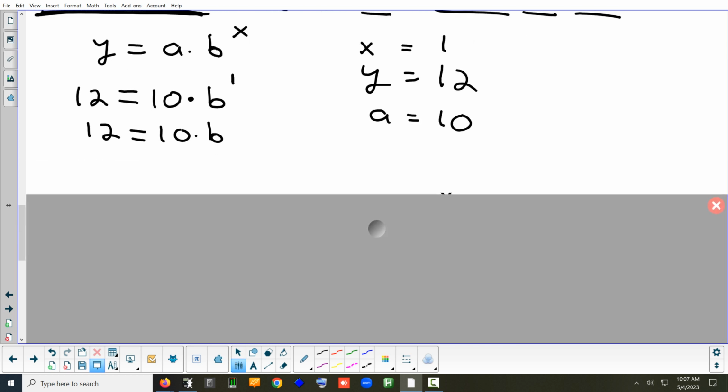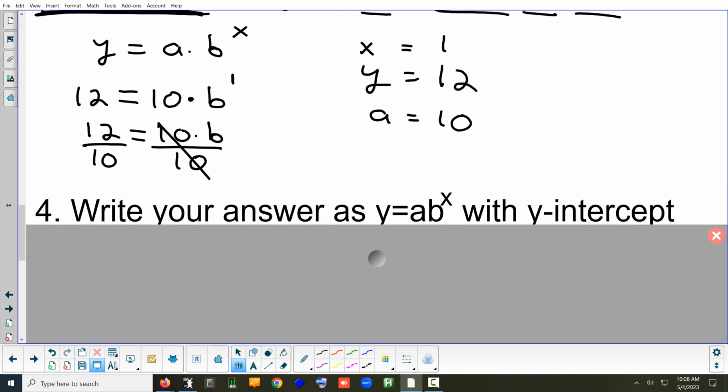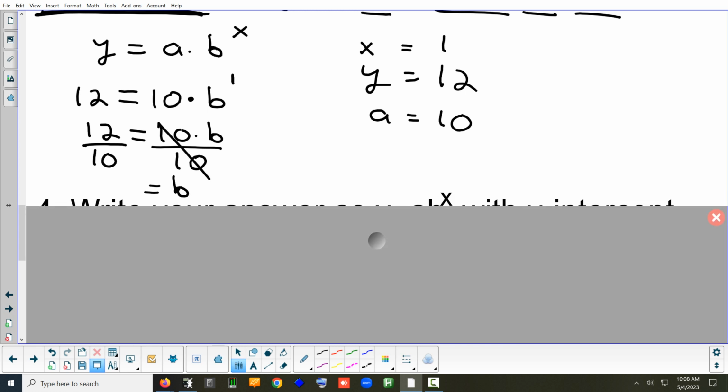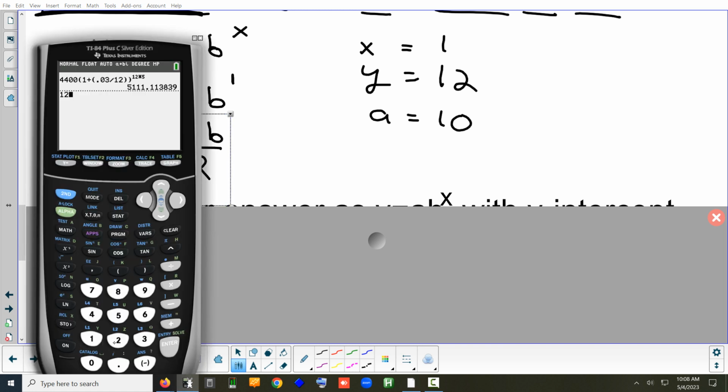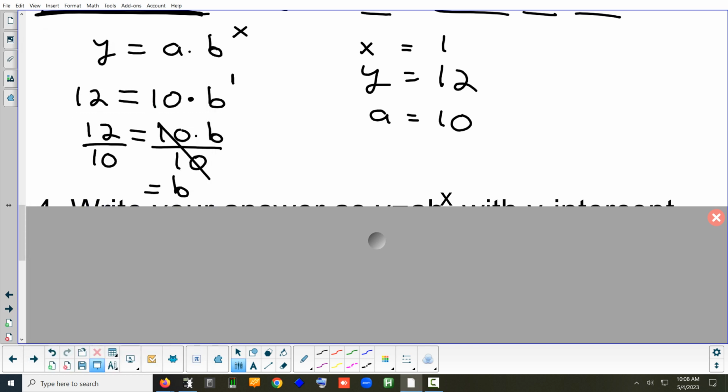And how would you get the B by itself and put the 10 on the other side? So this is multiplication, so we can't undo multiplication with subtraction. We have to divide by 10. So we're going to have to divide each side by 10. That's gone. And we get B equals, and let's just type that in the calculator. 12 divided by 10. And that's going to give me 1.2. Okay, so my B value is 1.2.